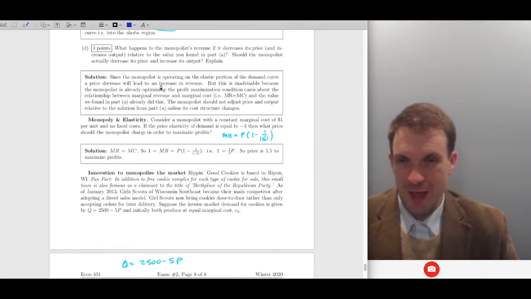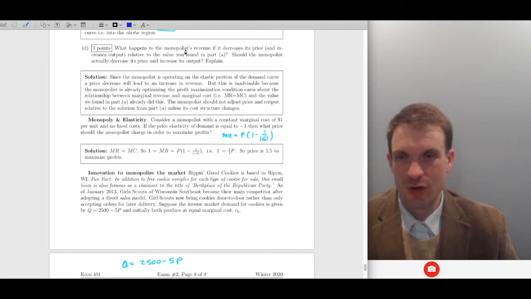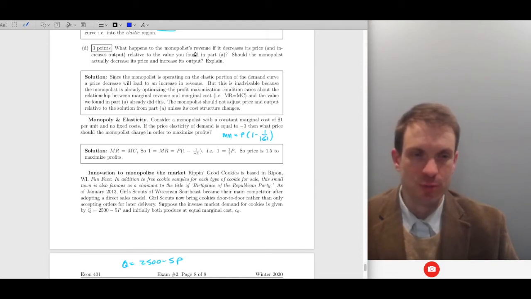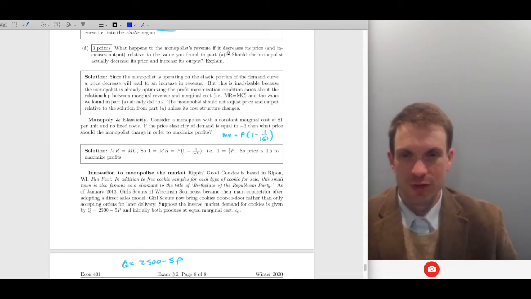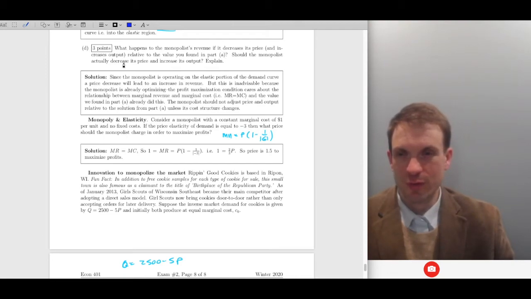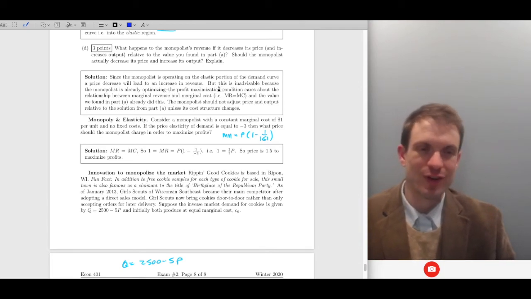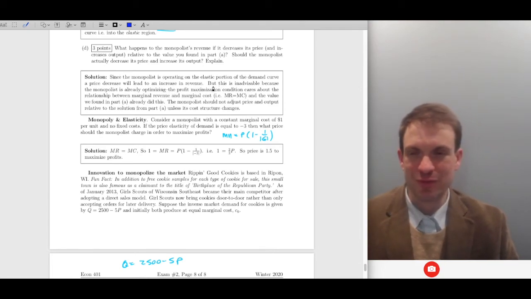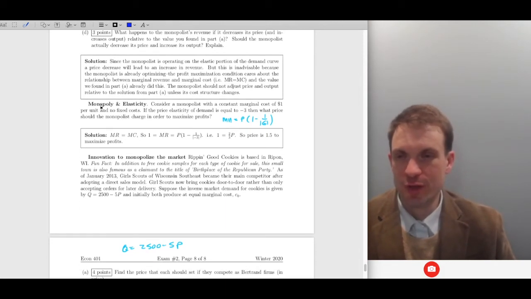All right, so what happens to the monopolist's revenue if it decreases the price and increases the output relative to the value found? Oh, well, here we're on the elastic portion of the demand curve. So if we decrease the price, since demand is elastic, we'll get a more than proportional response on the quantity side. So operating on the elastic portion of the demand curve leads to an increase in revenue. However, we're not revenue maximizers. We are profit maximizers.